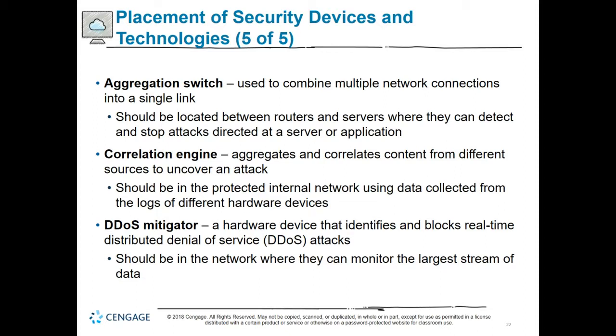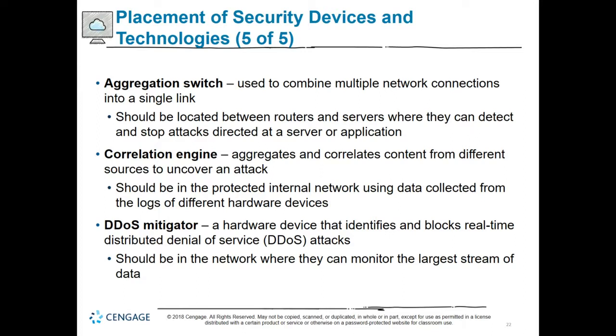The aggregation switch is used to combine multiple network connections into a single link. This should be located between the routers and the servers, so they can detect and stop attacks directed at a server or an application.